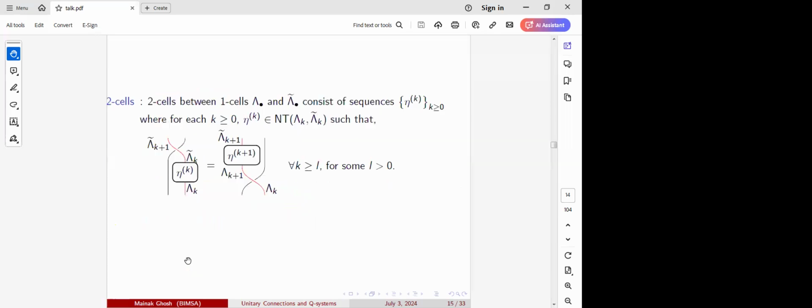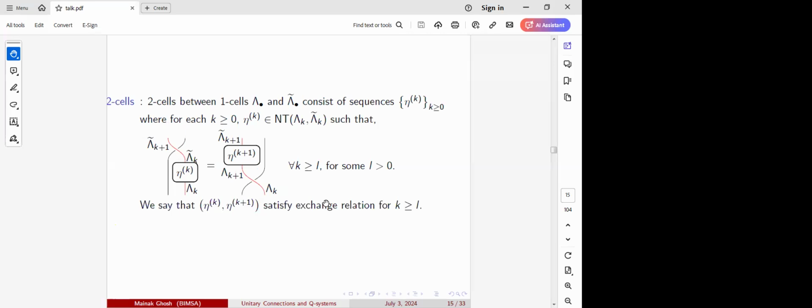Okay, now we define two cells. Suppose we have two one cells, lambda and lambda tilde. Then two cells between them will consist of sequences eta k, where each eta k is a natural transformation from lambda k to lambda k tilde, such that this equation is satisfied eventually from some level L. Now this equation is called the exchange relation, and we say that the pair eta k plus 1 and eta k satisfy the exchange relation eventually from some level.